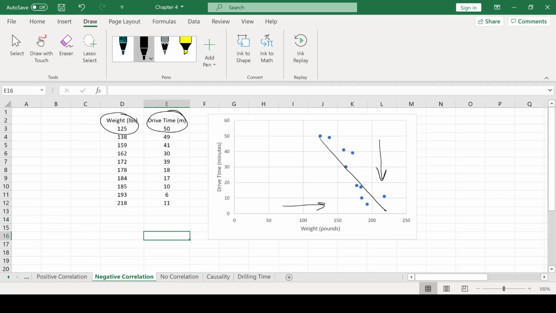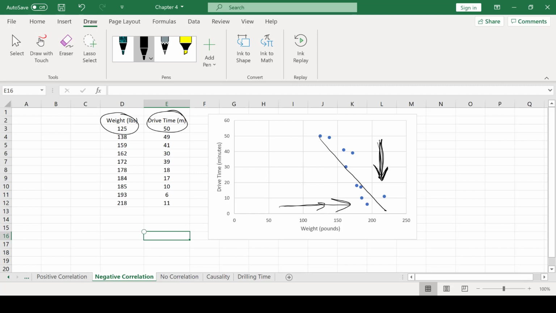But in this particular case, it is a negative correlation. As weight gets bigger, as people's weight goes up, the amount of time that they drive, and again, that looks like meters, it could be minutes, the amount of time that they drive goes down. This would be an example of a negative correlation.